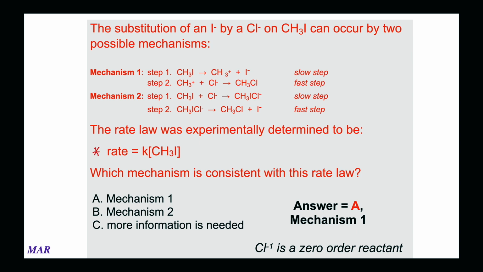Methyl iodide is first order, and chloride is then by default 0 order, which means it's not part of the chemistry. Mechanism 1 in the slow step has just a methyl iodide. Mechanism 1 is the one that I would put my money behind. That makes the most sense based on this data.